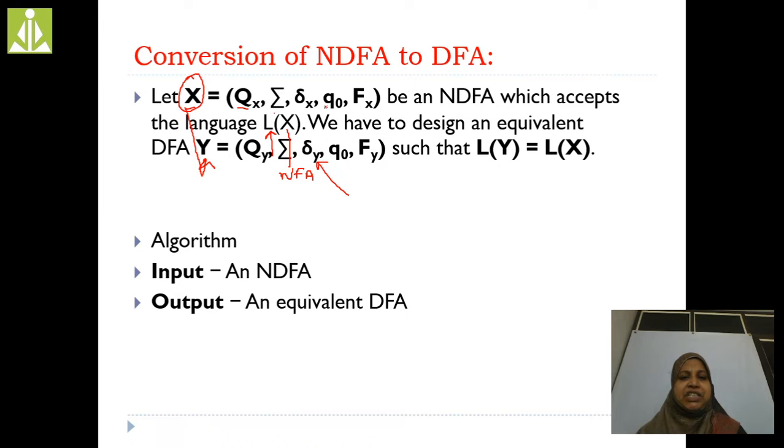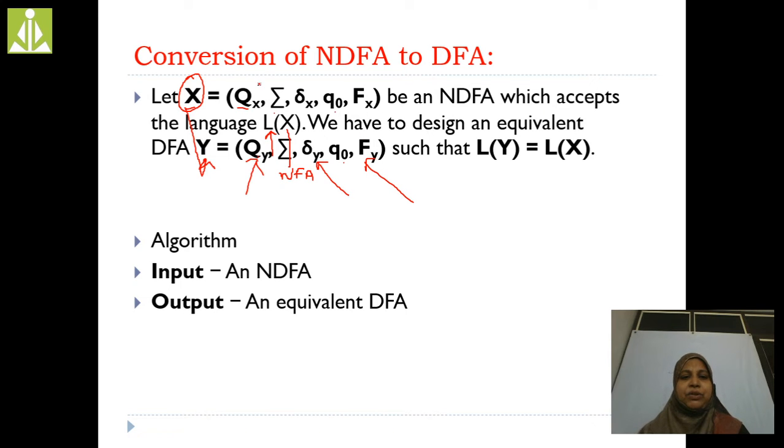Now q0 is the initial state. Here also we have to take the same initial state as the NFA. Now Fx is the set of final states of NDFA, whereas Fy is the set of final states of DFA. So here we are going to construct the new states, right? Next we have to construct the transition table. Next we have to find the final states of DFA.